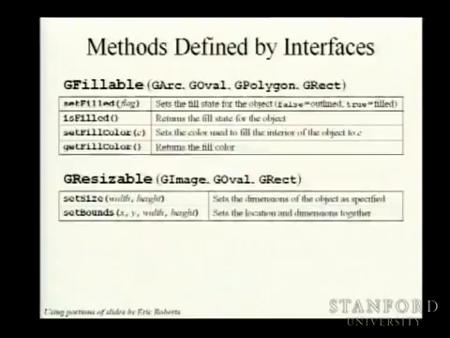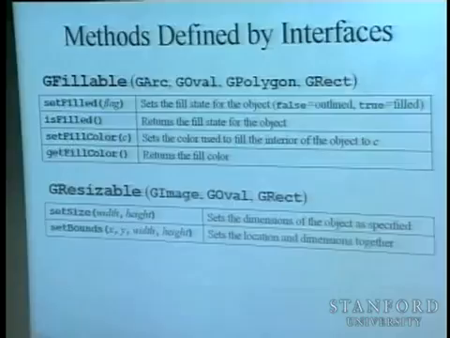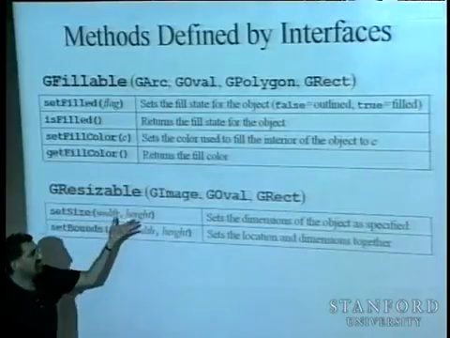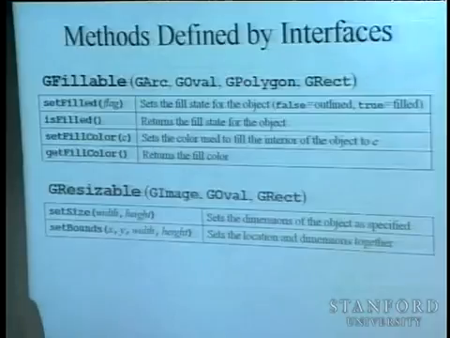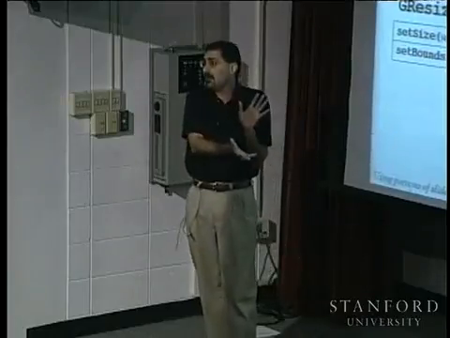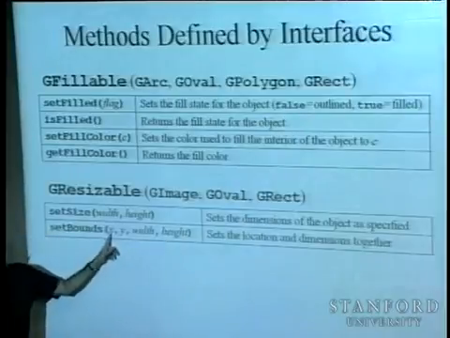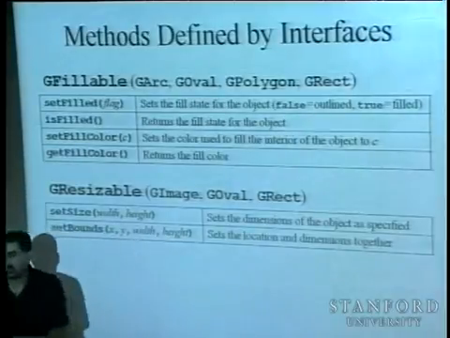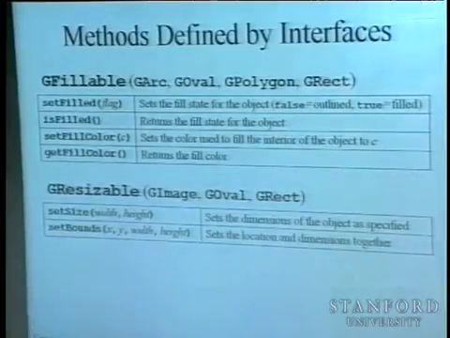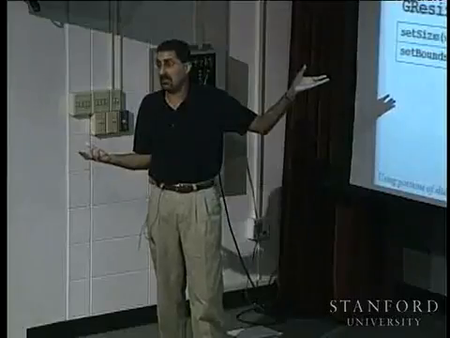And there are some other interfaces, like there's GResizable. GImages, GOvals, and GRects are resizable, which is kind of funky. And resizable just means you can set their size, so you can set the dimensions of the object to be different after you've created the initial version of the object. Or you can set the bounds of the object, which is both its location and its width and height. You can change those after you've created the object. Right? A GLabel I can't do that with.